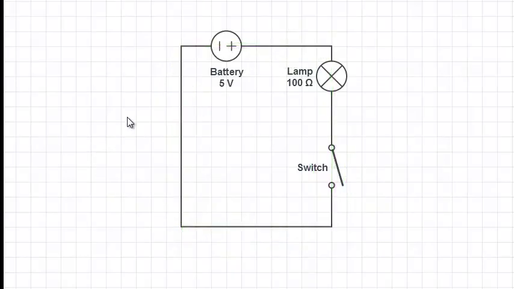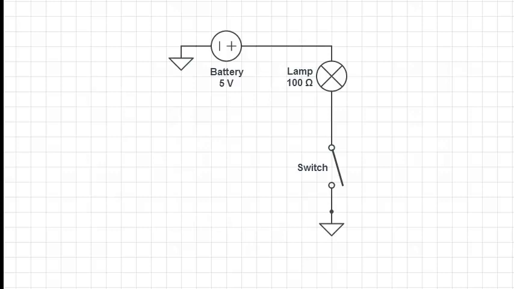Now, before continuing, I'm going to make a few changes here. When we deal with circuits connected to control boards like the Raspberry Pi, instead of using a battery, we use pins at different voltage levels. In the case of this circuit, we've connected one side of the bulb to 5 volts and the other side of the bulb to ground. On the diagram, we must also include ground on the opposite side of the voltage supply.